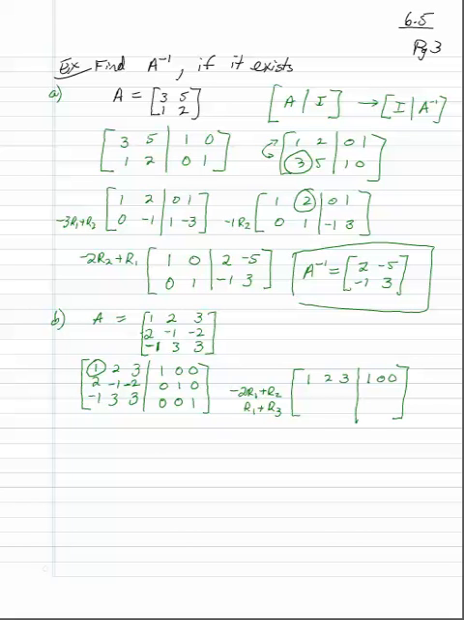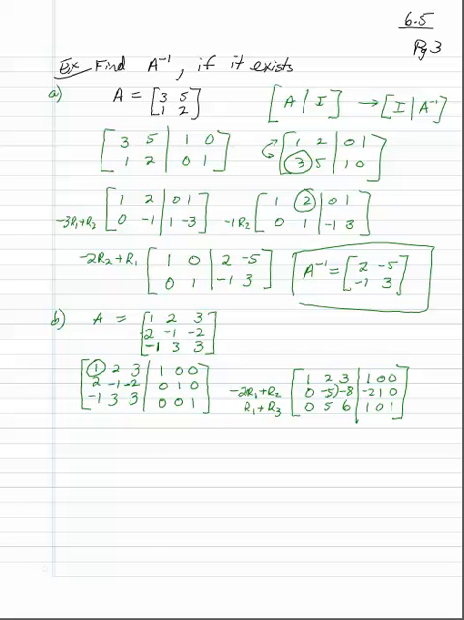Row 2 is going to be 0. Negative 4 minus 1 is negative 5. Negative 6 minus 2 is negative 8. Negative 2, 1, 0. And then we're going to do row 1 plus row 3. 0, 5, 6, 1, 0, 1.